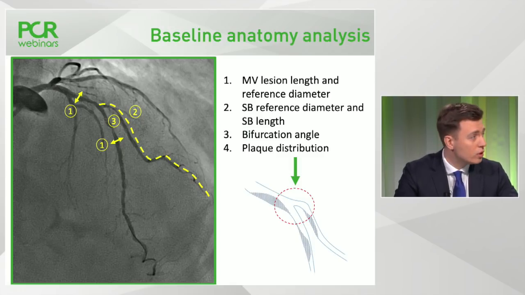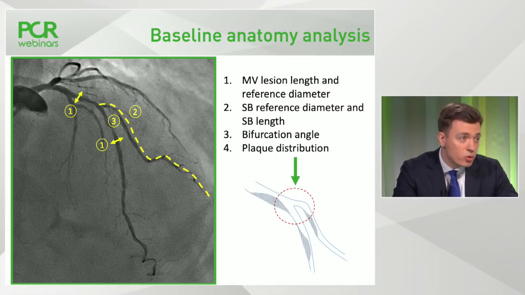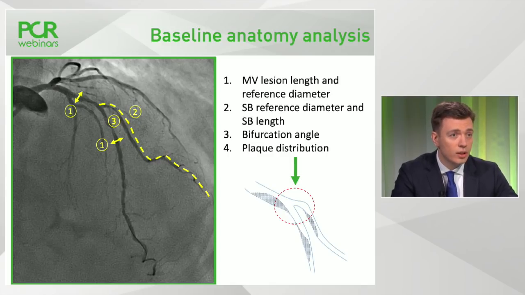And we try to do it in a stepwise way, in the fact that there are at least 4 points that you may consider when analyzing the anatomy. First, you need to concentrate on the main vessel. You need to appreciate the reference diameters. You need to be aware of the difference in the diameters, and you need to be aware of the length of the lesion. Secondly, you need to take a good look at the side branch to analyze the length and the diameter of the side branch. And of course, you need to take care of, or to understand the bifurcation angle and plaque distribution.